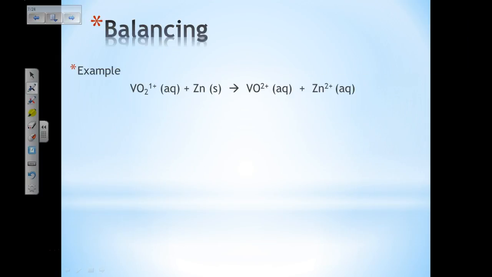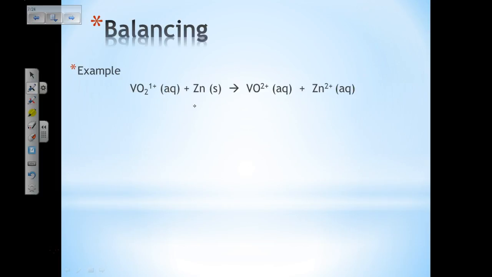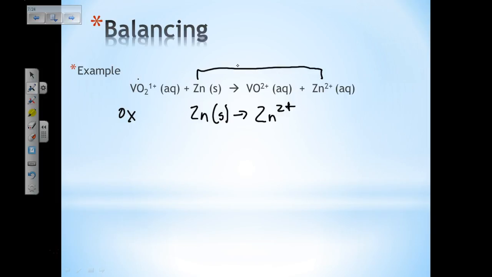So let's split it into the half reactions. I know that zinc is going to react to form zinc 2+. I'm going to leave the states off, okay? And I also know that that's the oxidation half reaction. Now, if this is the oxidation half reaction, this guy must be the reduction half reaction.